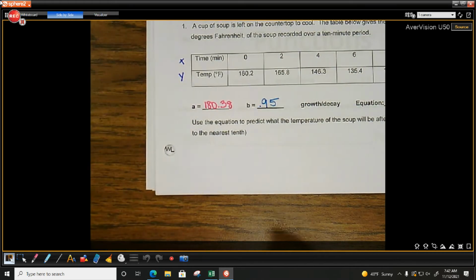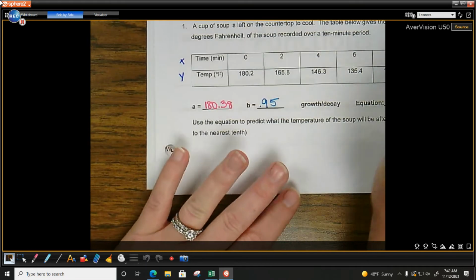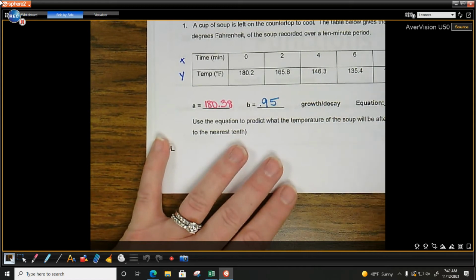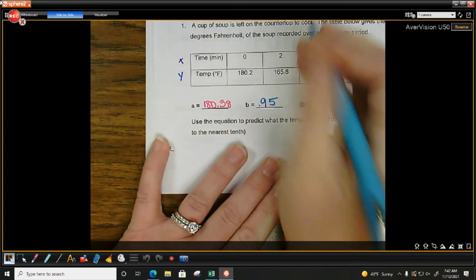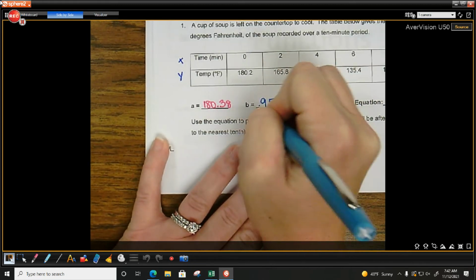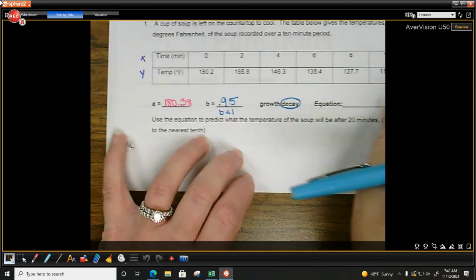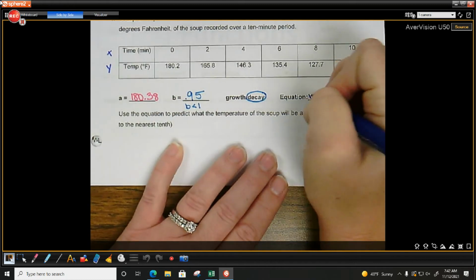So guys, is this a growth or a decay? Again, 2 ways we could look at it. Look at the table. Are your Y's getting bigger or smaller? Smaller, so it should be a decay. Also, what's my B value? B is less than 1, meaning this is a decay. So now I have my A and my B. We can write our equation.